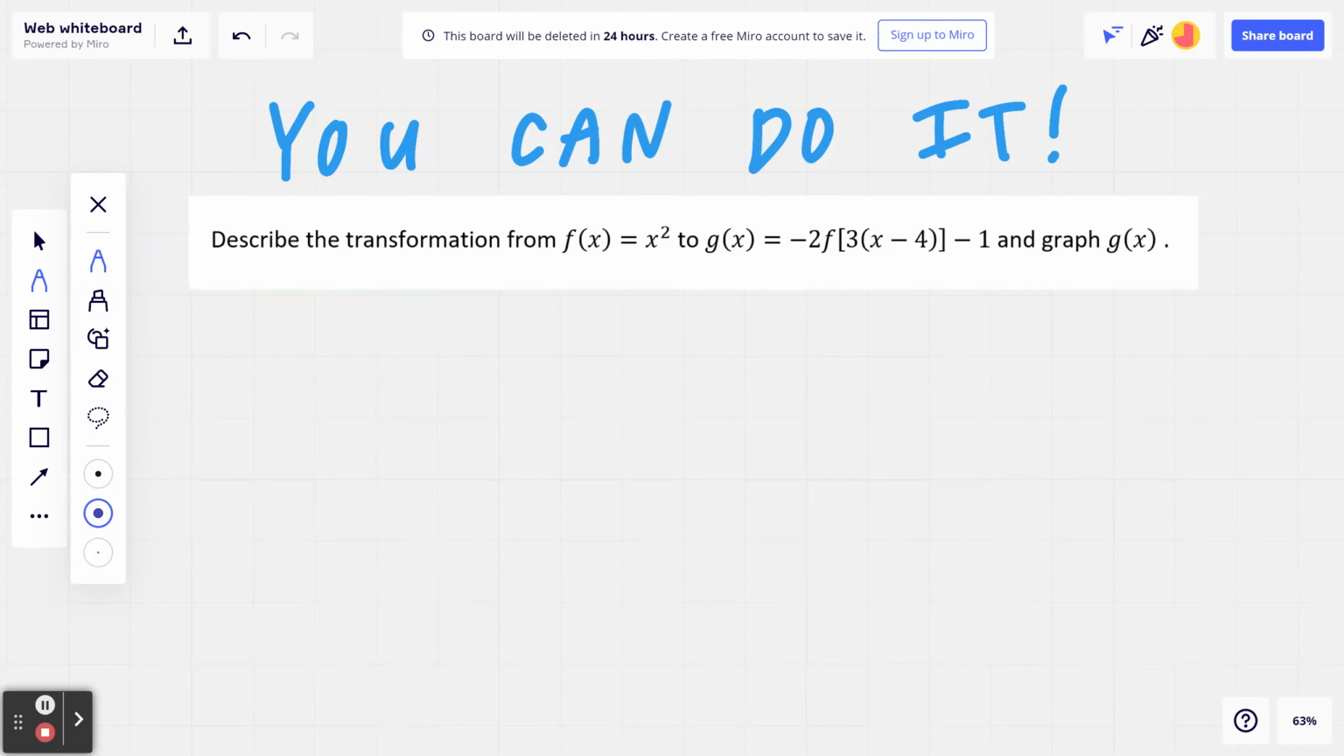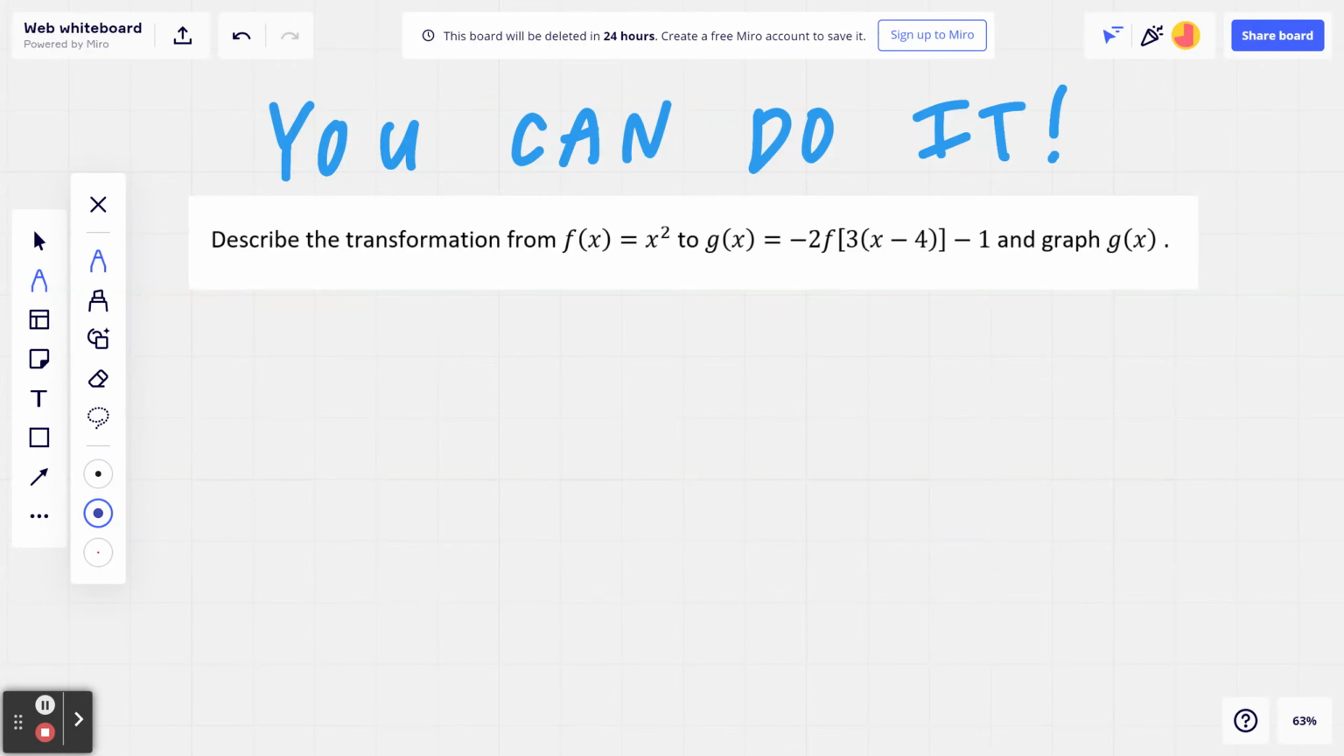Hi everyone. Let's take a look at the following example. Describe the transformation from f of x equals x squared to g of x equals negative 2 f of (3 times x minus 4), close the brackets, minus 1, and graph g of x.